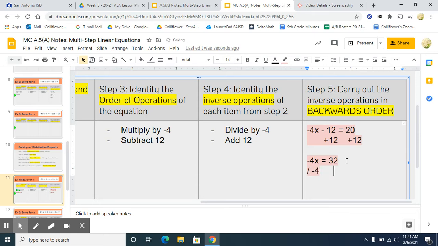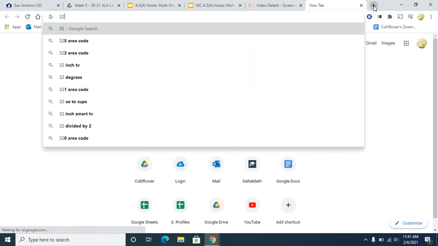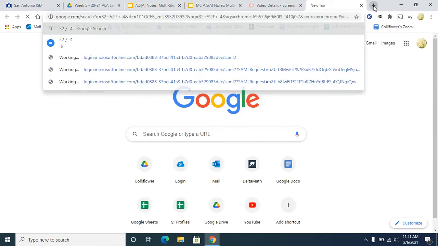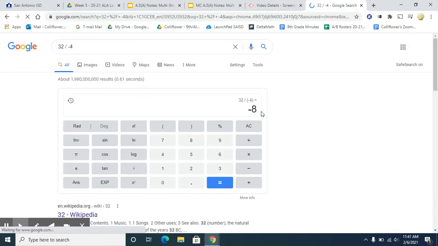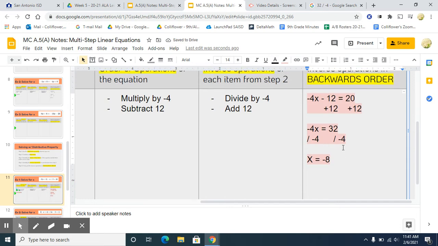So I'm going to use a backslash to show division. -4 divided by -4 is 1. So we have 1x equal to, I need to do 32 divided by -4. So I'm going to type that in my calculator. 32 divided by -4 is -8. And there's my answer for x, -8.